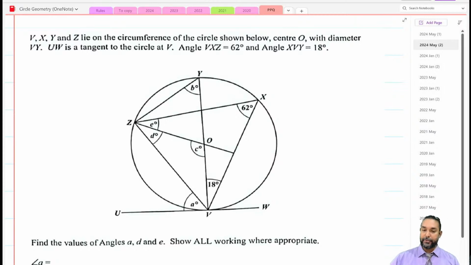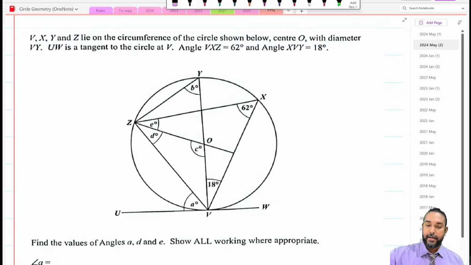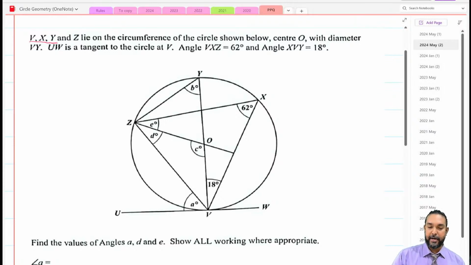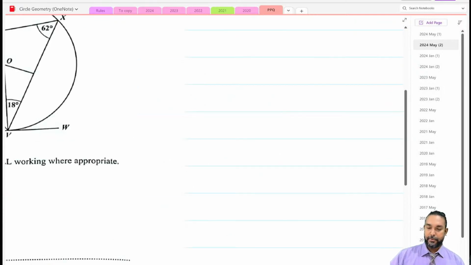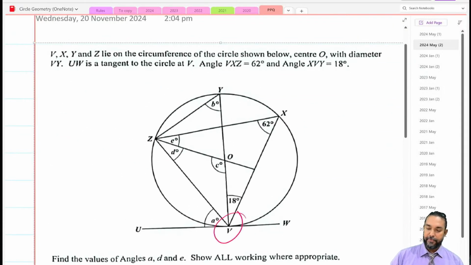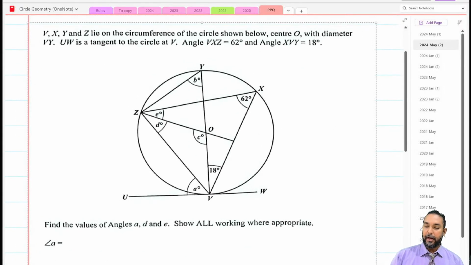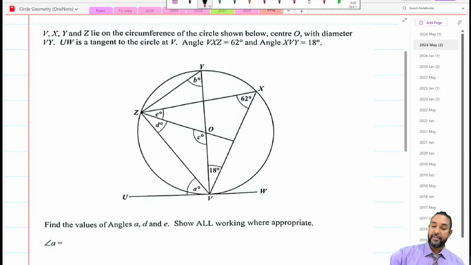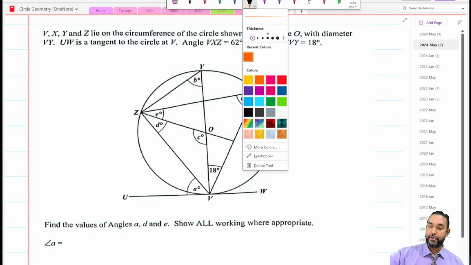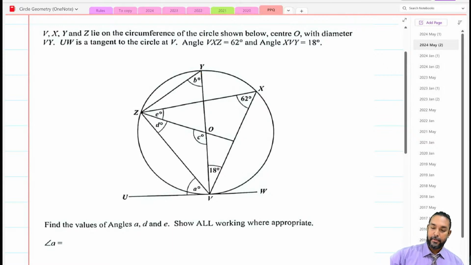Okay, cool. All right, so let's take a read here. It says that V, X, Y, and Z lie on the circumference of the circle shown below. Okay, cool. Next, what did they say? Center O with diameter VY. Diameter VY. Let's put that in a nice orange. So VY is here.